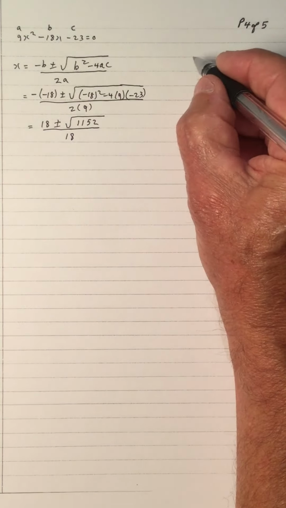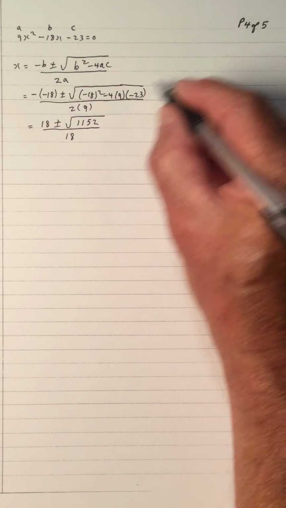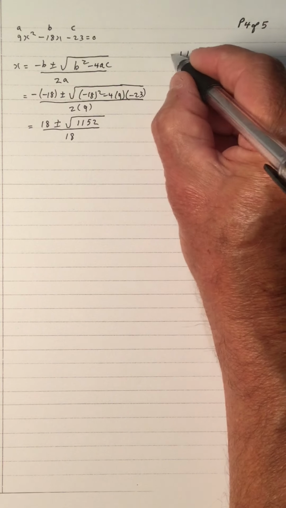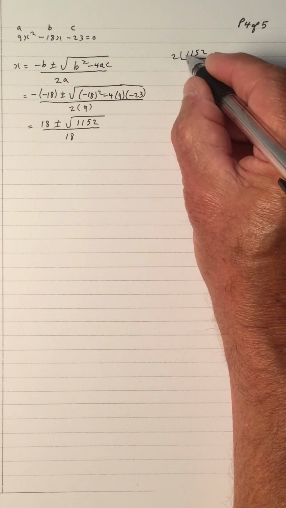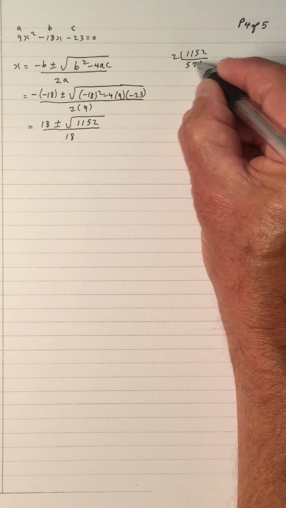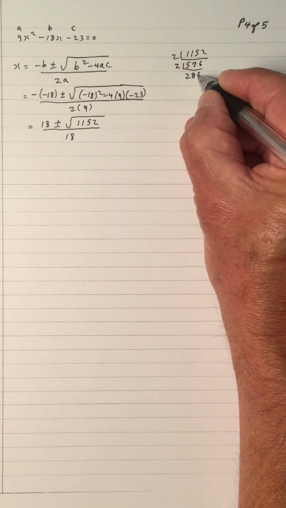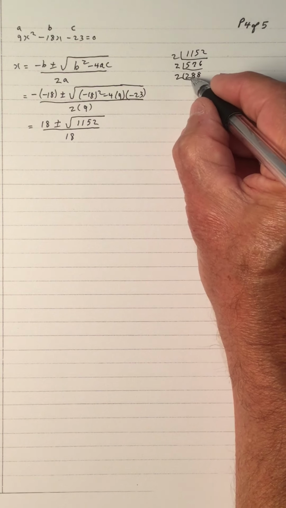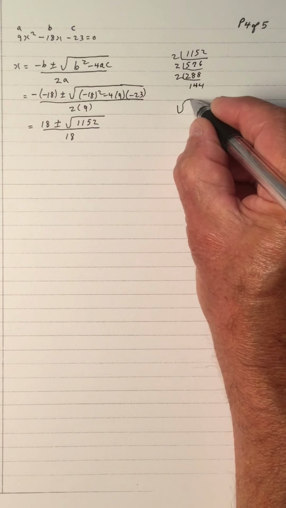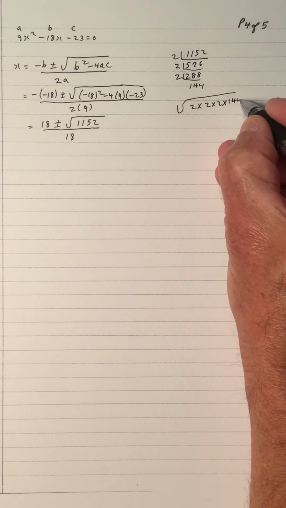Now, if we want the exact values, I could do an approximation, but I just want to work on the exact value. So I have 1152. And 1152 is even, so I divide 2 into 1152, I get 576. Divide 2 into 576, I get 288. Divide 2 into 288, I get 144. So that's the square root of 2 times 2 times 2 times 144.